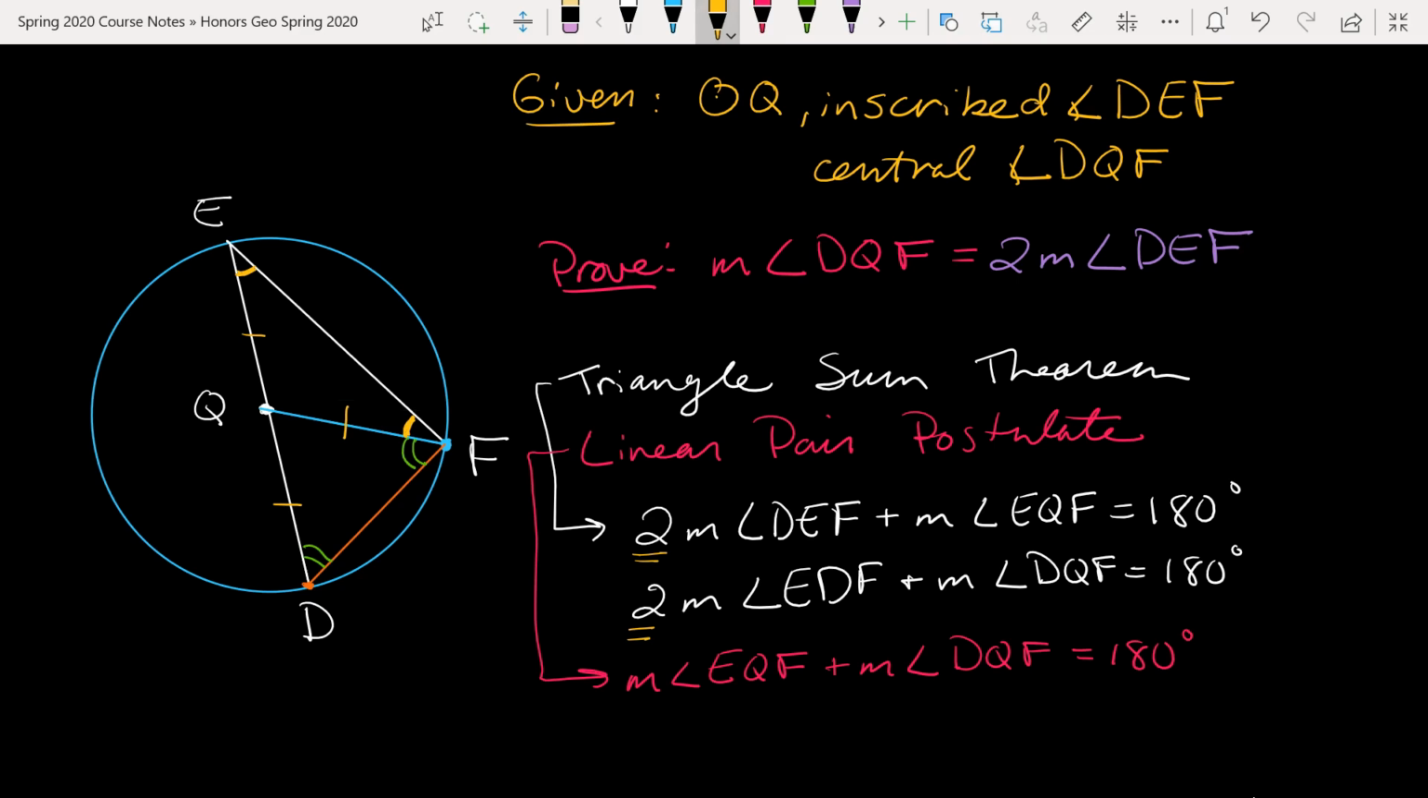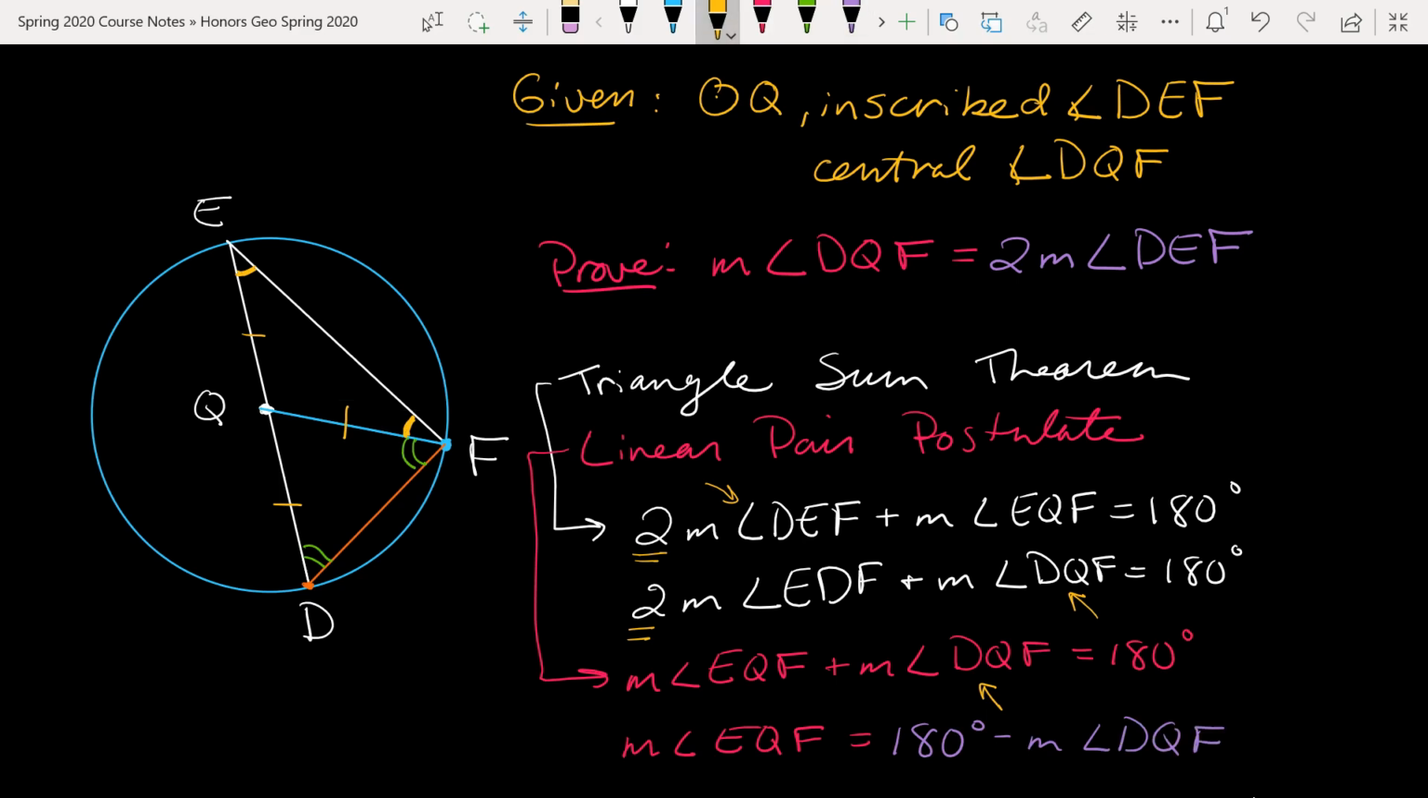The thing to notice now is that within each of these statements, we have some of the angles that we care about. DEF appears in the first statement, and DQF appears in both the second and third statement. Here's what I'd like to do. Since DEF only appears in one of the statements, let's see if we can get DEF and DQF into the same statement together.